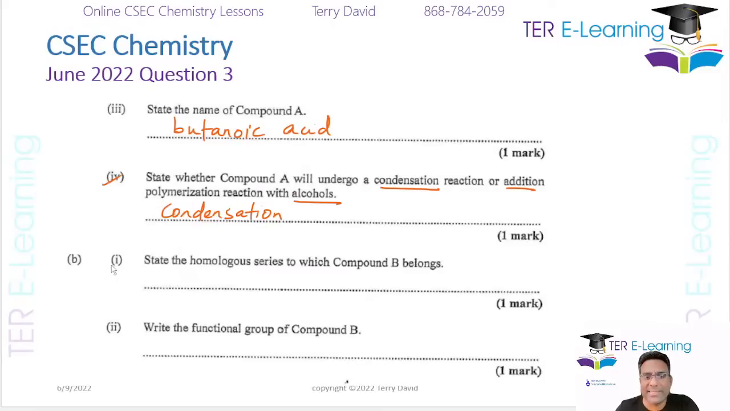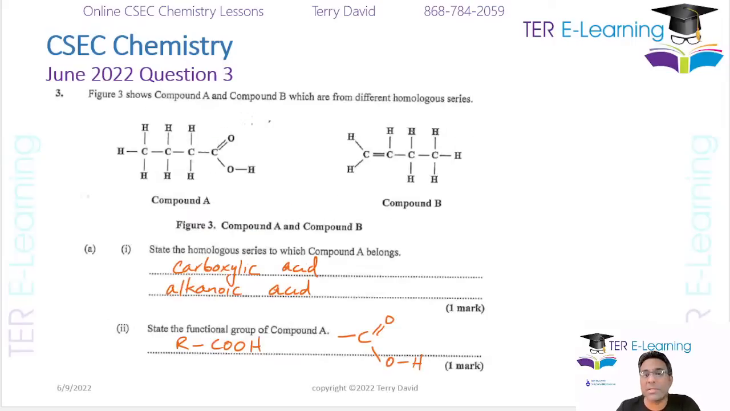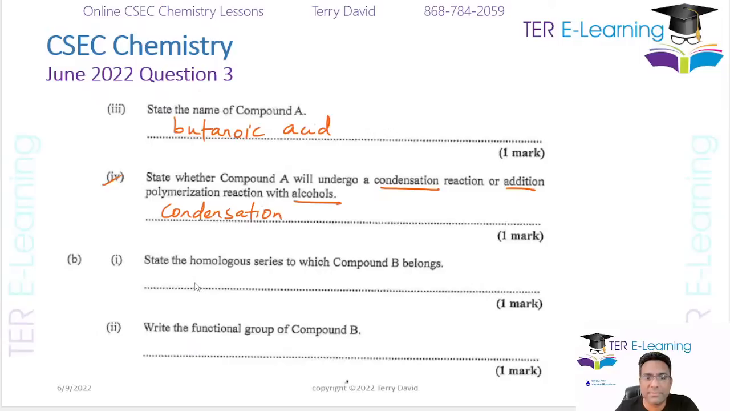All right, next one. State the homologous series to which compound B belongs. If we look at B, the fact that it has a double bond tells me that it's an alkene. So that's it. All you're going to say is alkene, 1 mark. Next one, write the functional group present in compound B. All you need to do is to do this. Let's draw a double bond for them. That's it, right? Write the functional group, C double bond C.